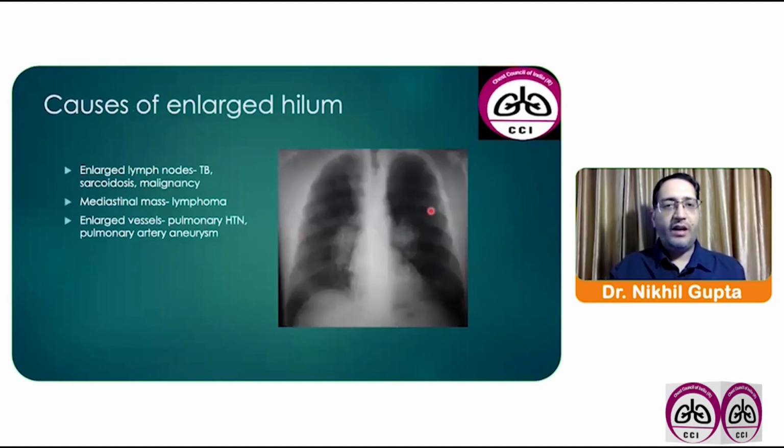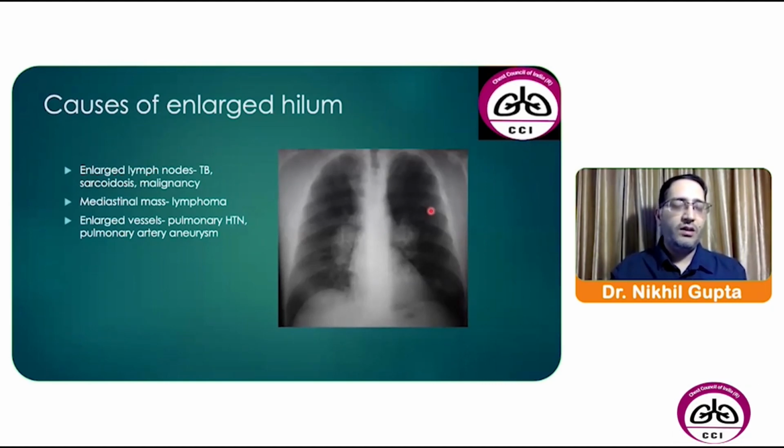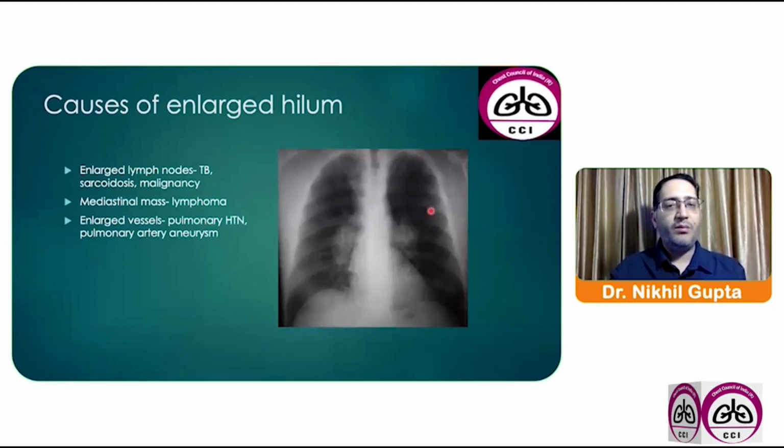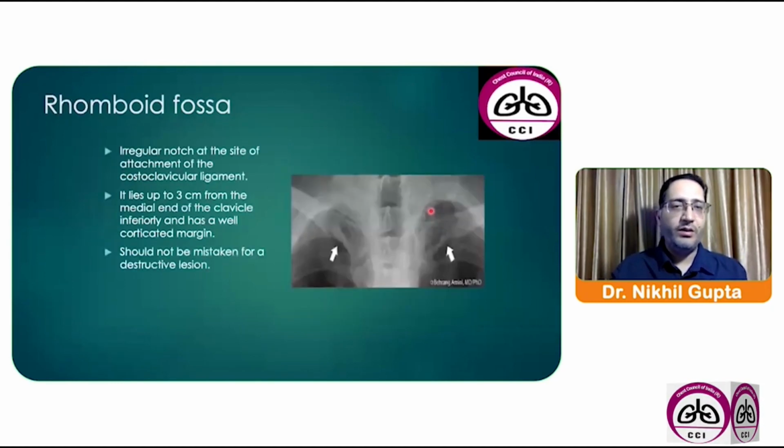Coming to the enlarged hilum. Causes of enlarged hilum are lymph nodes that may be due to TB, sarcoidosis, malignancy, mediastinal mass, lymphoma, or enlarged vessel, pulmonary hypertension or pulmonary artery aneurysm.